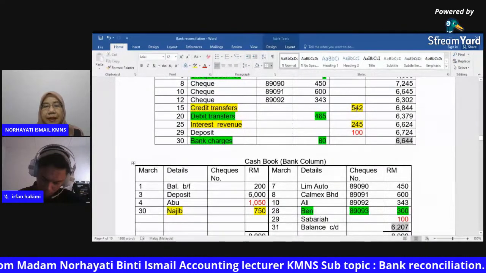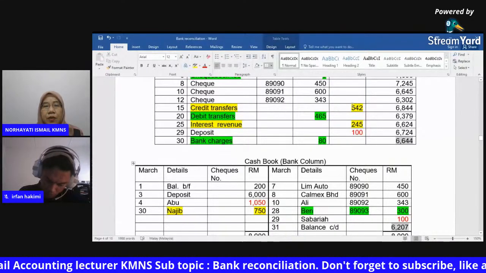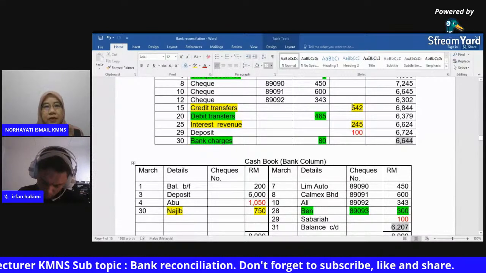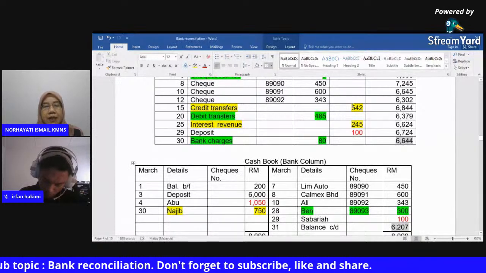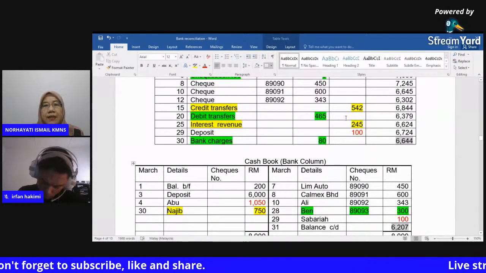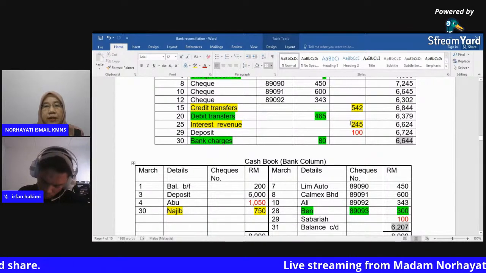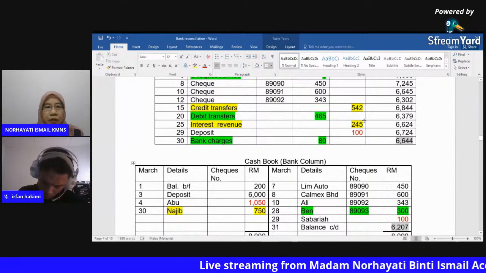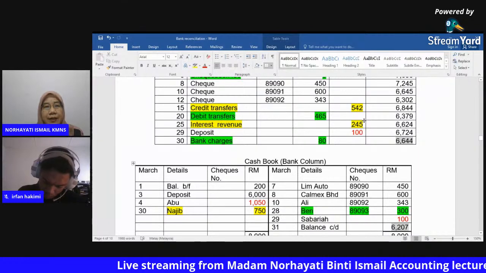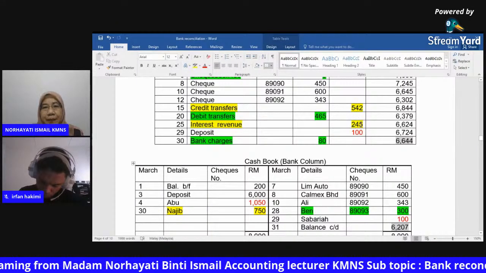Okay. For the second one, the amount for 542, it means that there is a record in the bank statement but not recorded in the cash book. So we have to add in the adjustment of cash book credit transfer. And another one, 245, had been recorded in the bank statement but not recorded in the cash book. So we have to add this amount, 452 and 245.